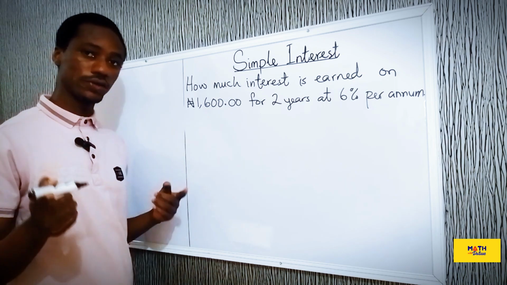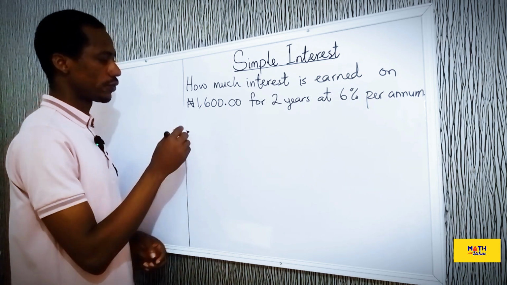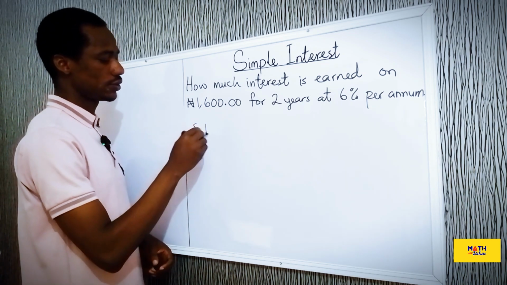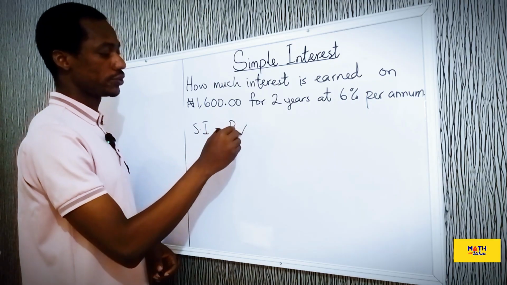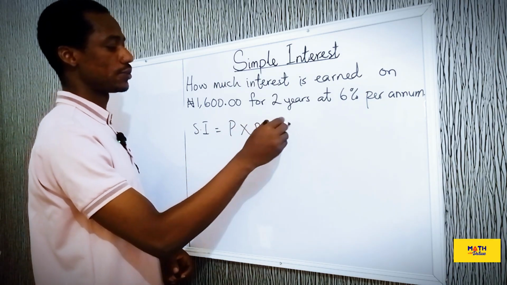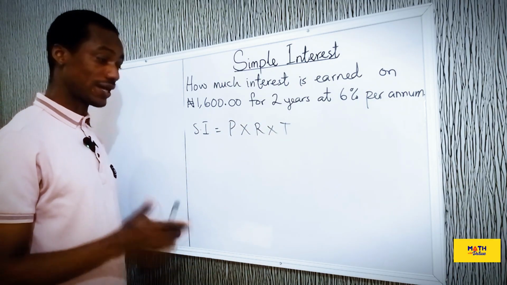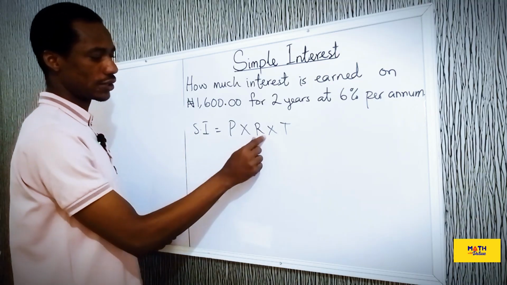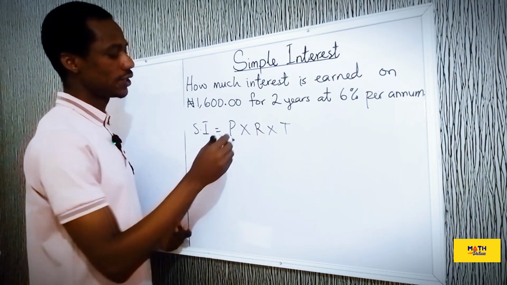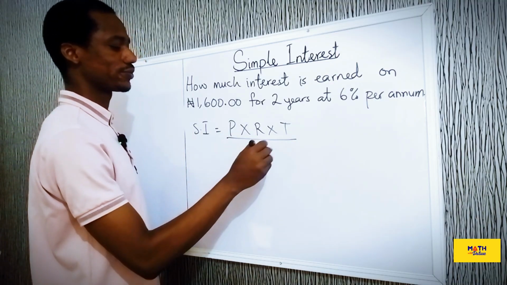Okay, then we recall the formula, right? So the formula is principal times rate times time. Yeah, that's actually the formula. But we can now take the 100 from rate and then put it down here.